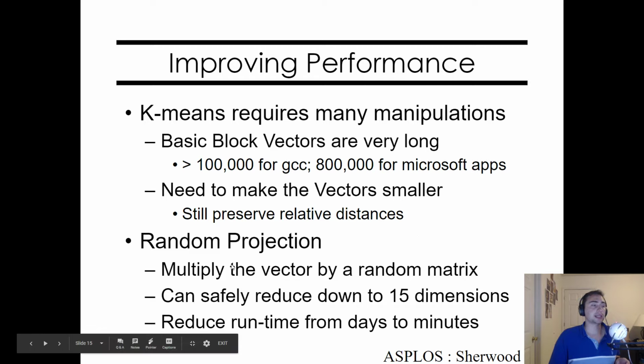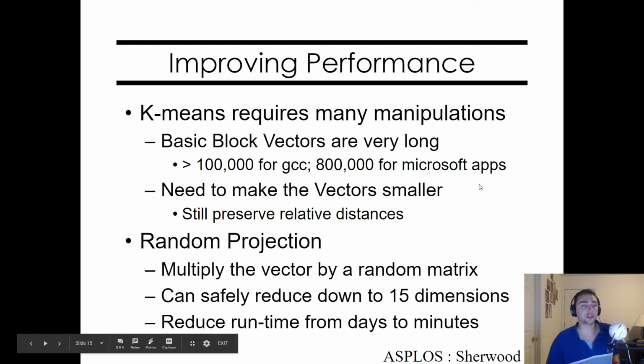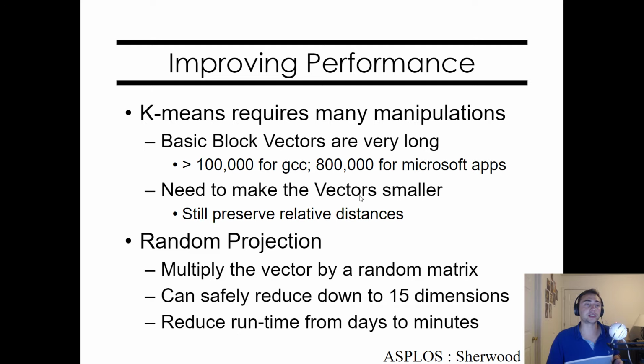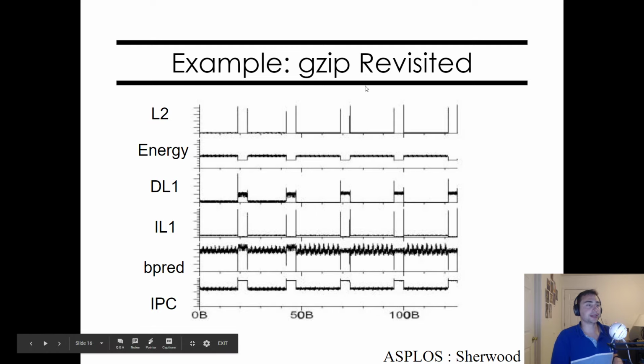And so that's where they introduce the idea of random projection. Basically, you multiply the basic block vector by a random matrix, and then you can safely reduce down to, say, 15 dimensions or so, something that's a lot easier to work with. And so you're reducing runtime from days down to minutes, because you're not working with giant vectors that are 800,000 long.